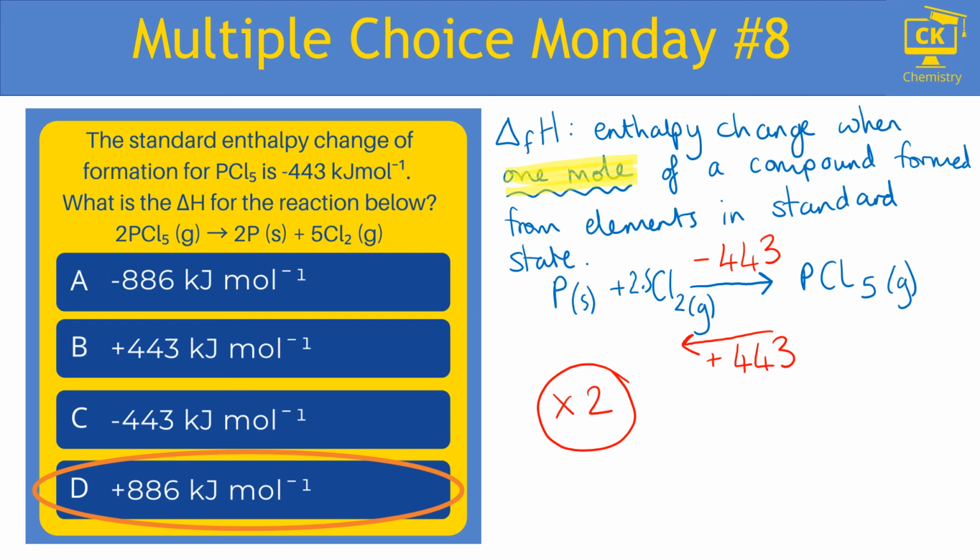However, the reaction given in the question is not only reversed but also times by 2. 2PCl5 goes to 2P and 5 Cl2s, which means we are going to get twice as much energy needed to be put in. So the enthalpy change ends up being double and the reverse sign.